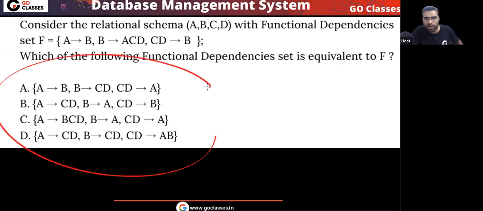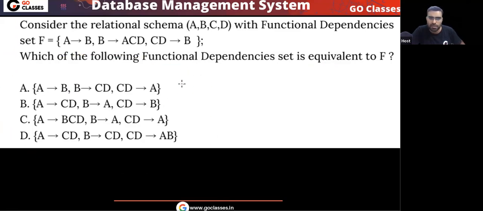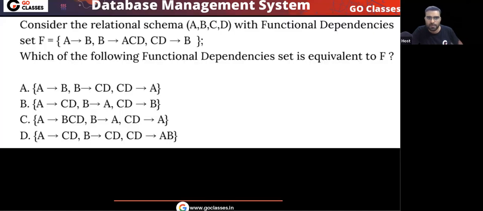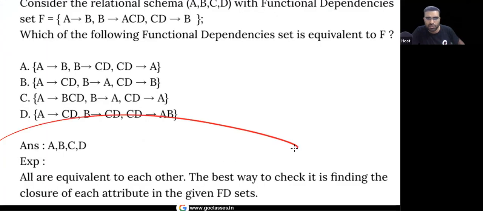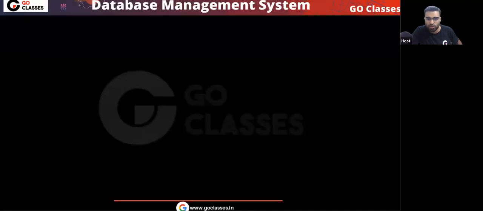You can discuss in the private Telegram group. In the private Telegram group, you can discuss this question. Very simple question. I hope you understood. So this is your question. You can do it. The answer is also given. If you want, you can check it out, but you do it yourself.